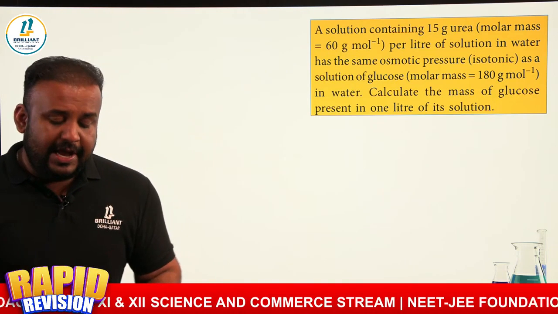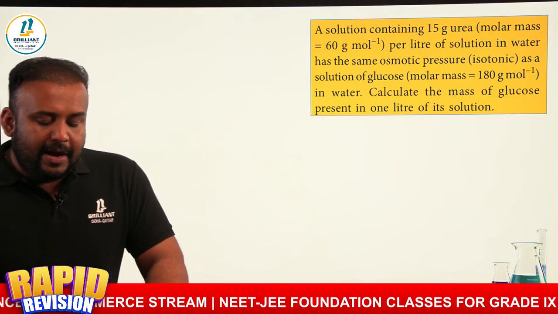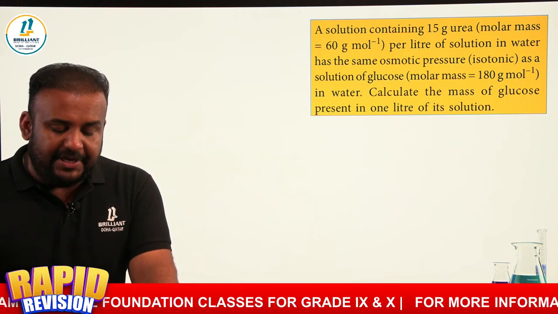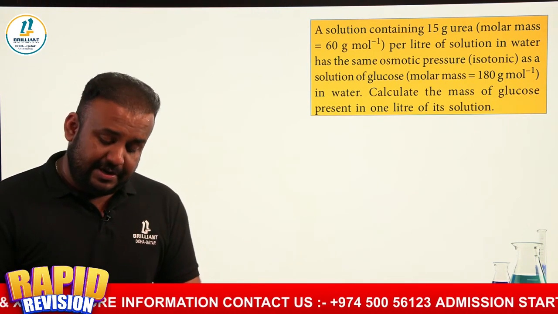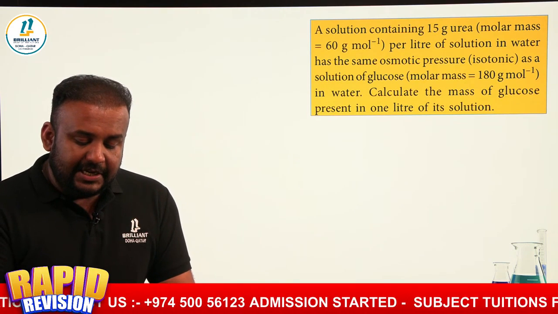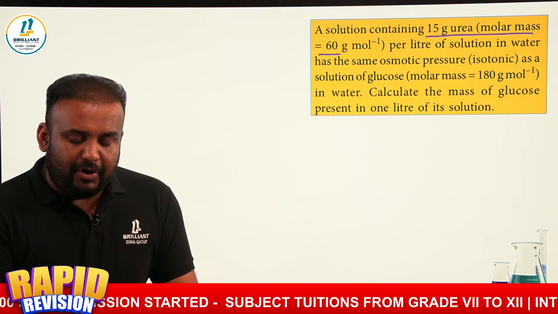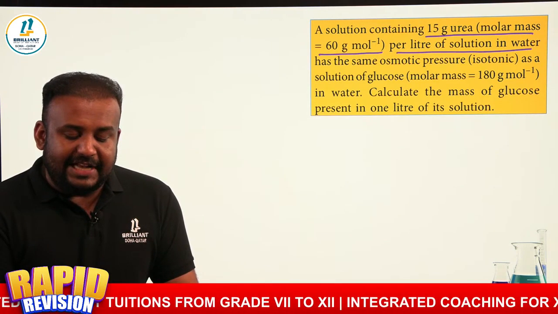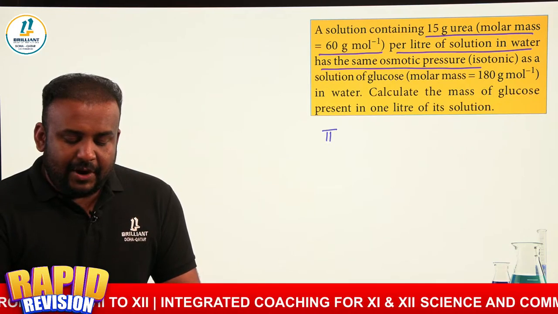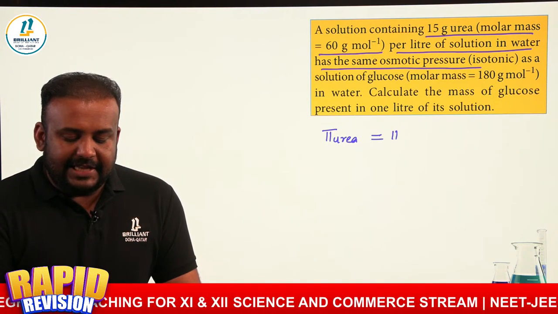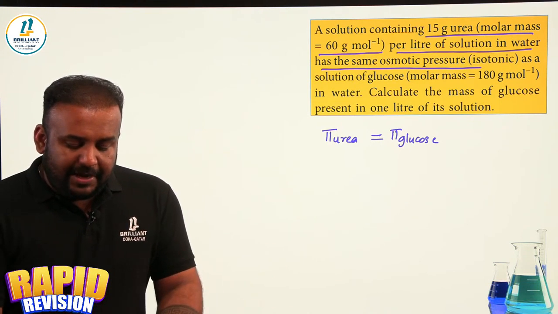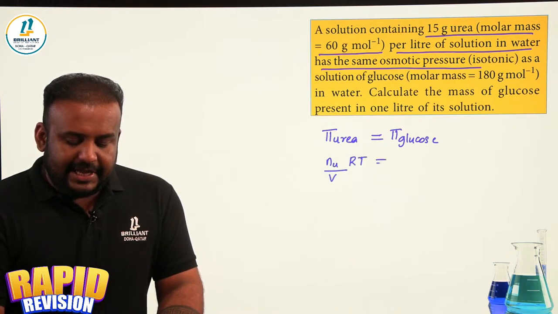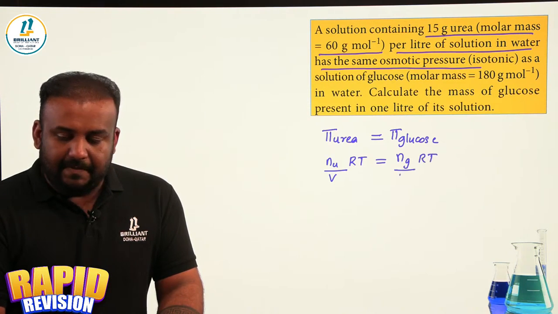Okay, next question. Quick. A solution containing 15 gram urea per liter of solution in water has the same osmotic pressure as a solution of glucose in water. Calculate the mass of glucose present in 1 liter of its solution. Okay, so here what is the hint? It says a solution containing 15 gram urea with a molecular mass 60 per liter of solution in water has the same osmotic pressure. So we will take two situations. Osmotic pressure of urea is equal to that of glucose. Now everything is clear. What will be the equation for this? Urea's osmotic pressure can be written as Nu by V into RT is equal to Ng into RT by V. Yes or no?